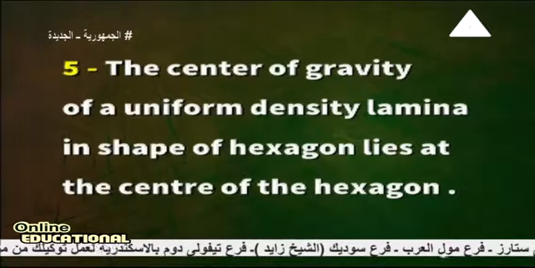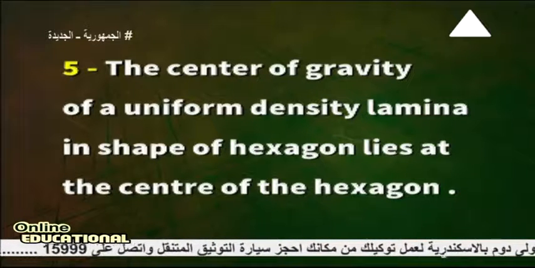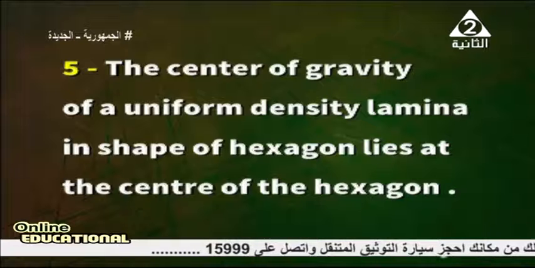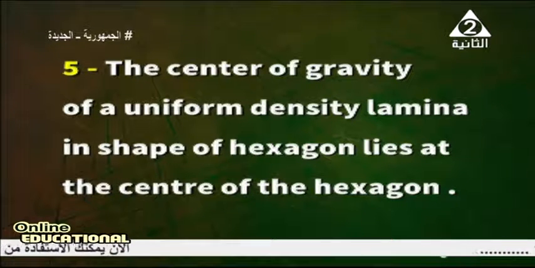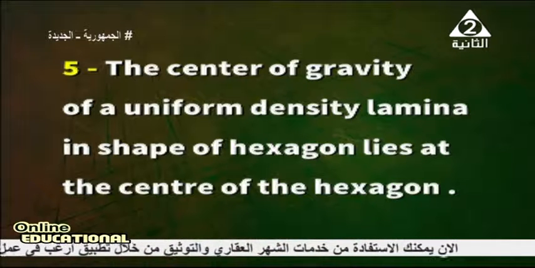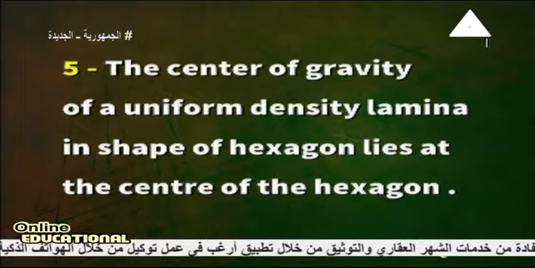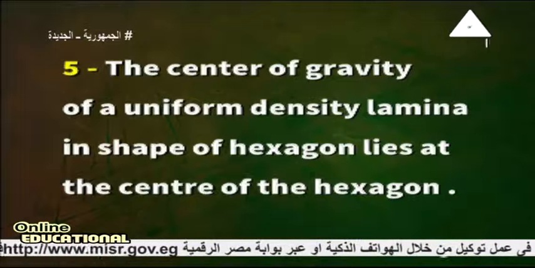Number five, the center of gravity of a uniform density lamina in the shape of a hexagon lies at the center of the hexagon. We know that the center of a hexagon is the intersection point of its diagonals.